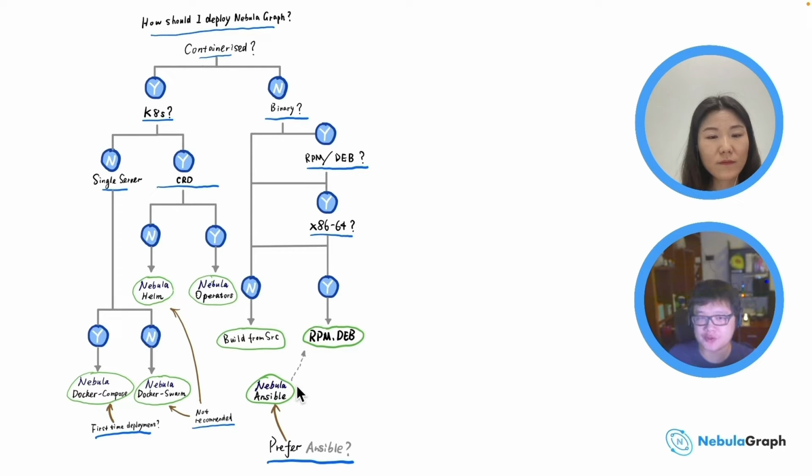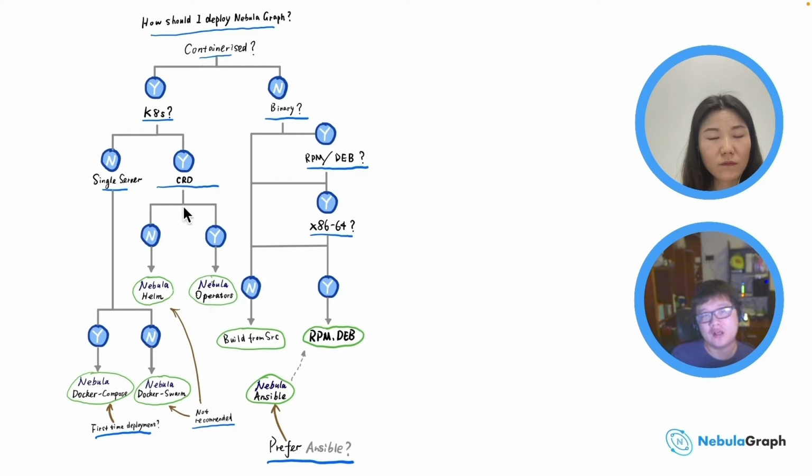So how do we choose among so many options? We can refer to this decision tree: whether you are running containerized or not, running on Kubernetes or not, whether you want to use the CRD or operator pattern, whether you prefer the binary package, whether this is running on the Intel architecture or on ARM64 or MIPS machines. For example, if your answer is that you would like to use Kubernetes as the infrastructure and you prefer to use CRD, then you will go for Nebula Operator.